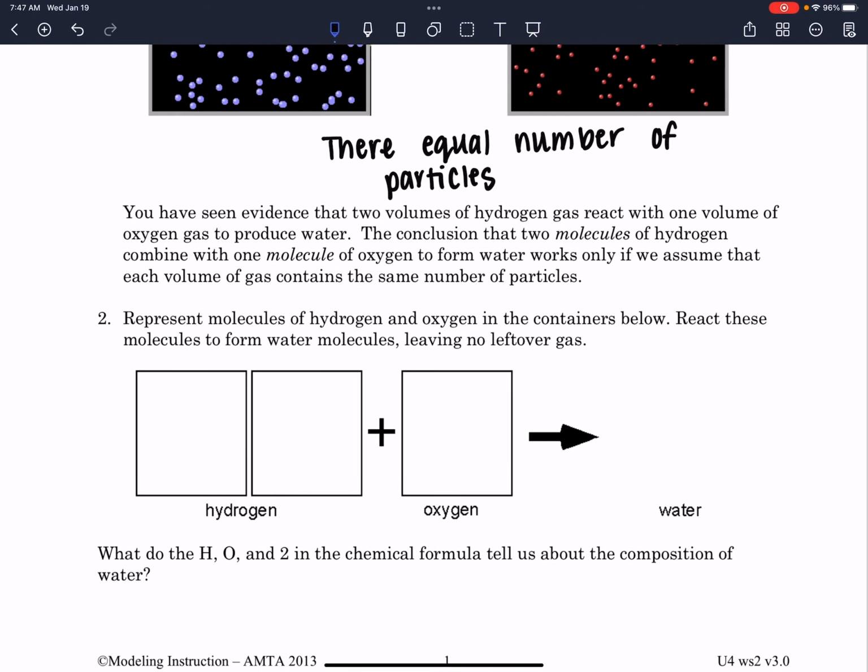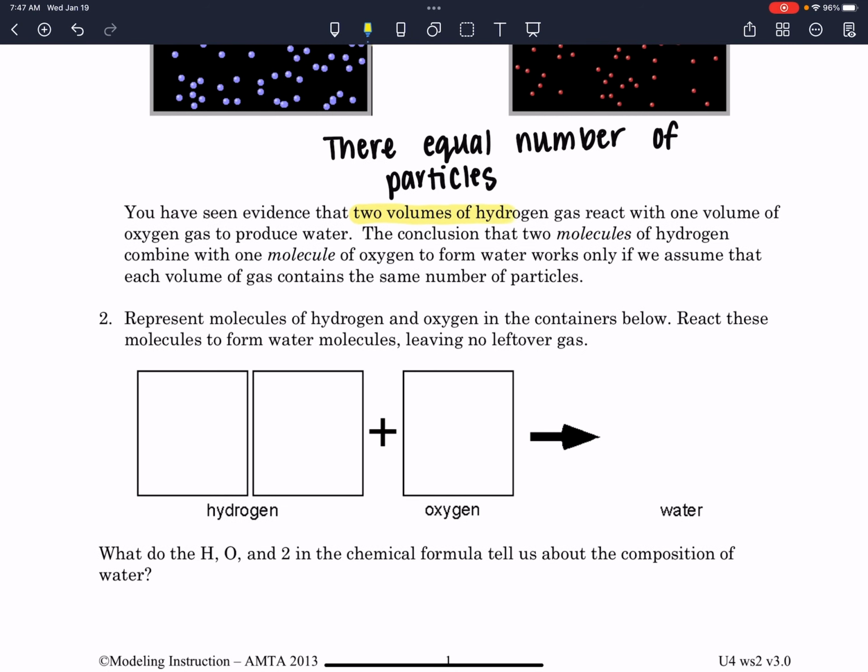So you've seen evidence that 2 volumes of hydrogen gas will react with 1 volume of oxygen gas to produce water. Think back to the electrolysis video that you watched in your elements versus compounds stations. Every single time that hydrogen and oxygen were reacted together, 2 molecules of hydrogen always combined with 1 molecule of oxygen to make water. And this is where we derived the H2O formula.